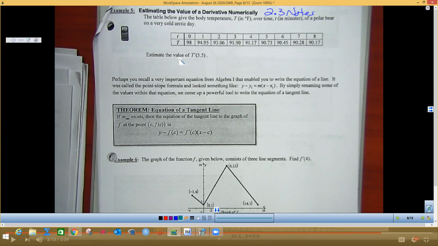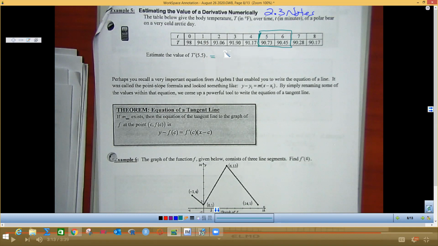So this is asking me to find the slope, T prime, and here's little t in time, and capital T is temperature. In other words, they want me to find the rate of change of the temperature at 5.5. Now this will be an estimate, and since 5.5 is between 5 and 6, you want to use the numbers that are on each side of 5.5. So we are just going to do the slope.